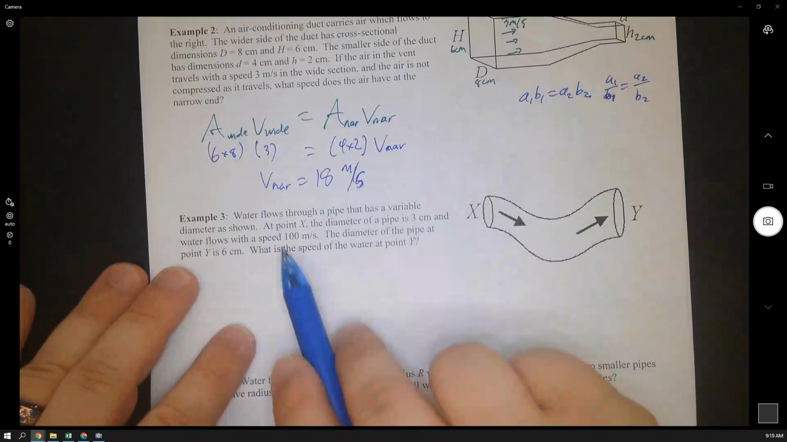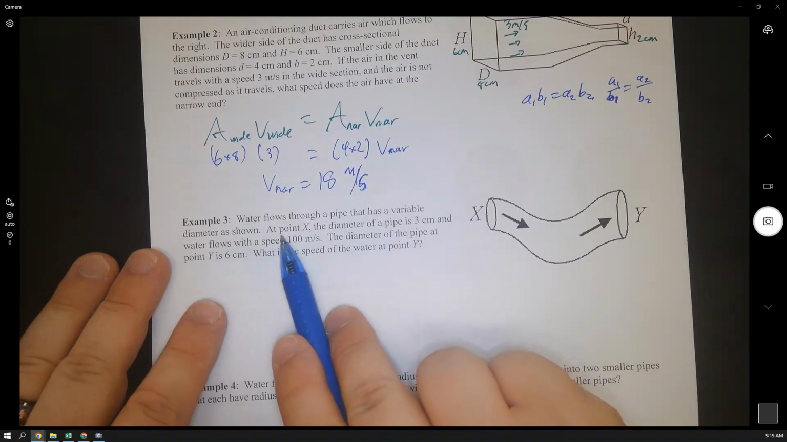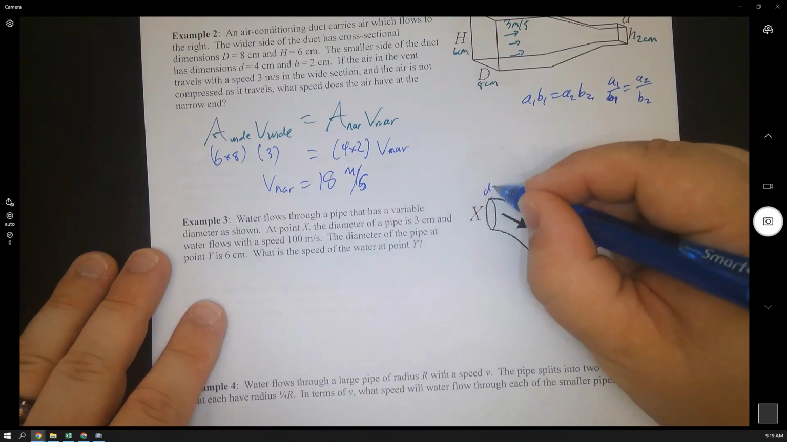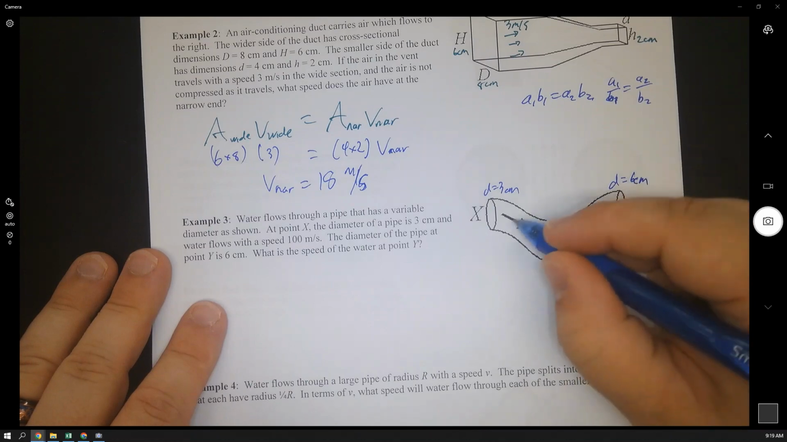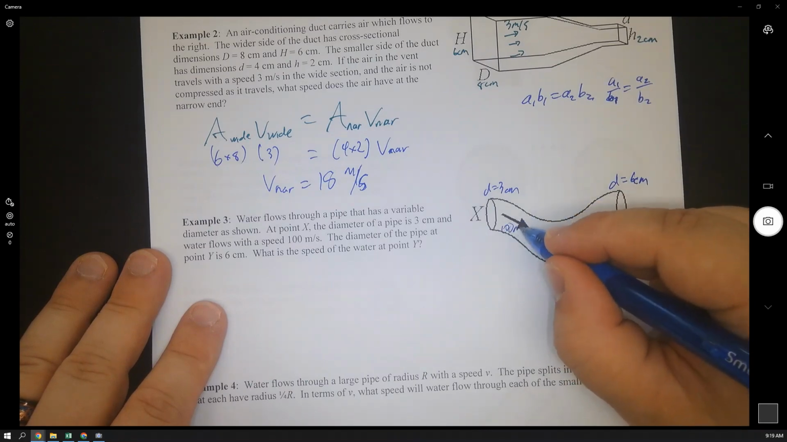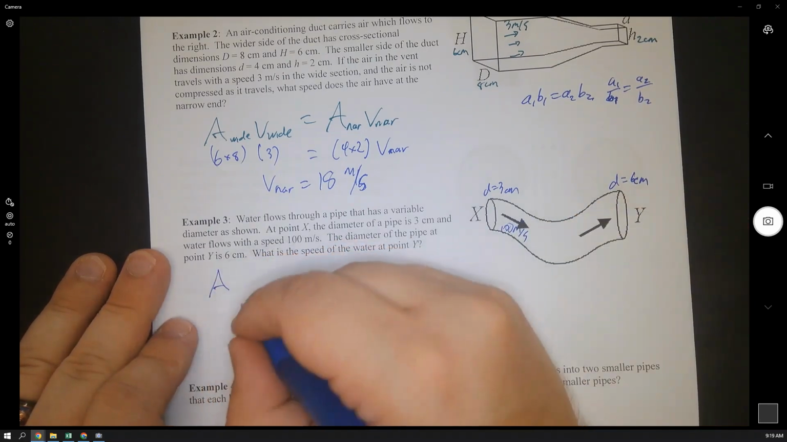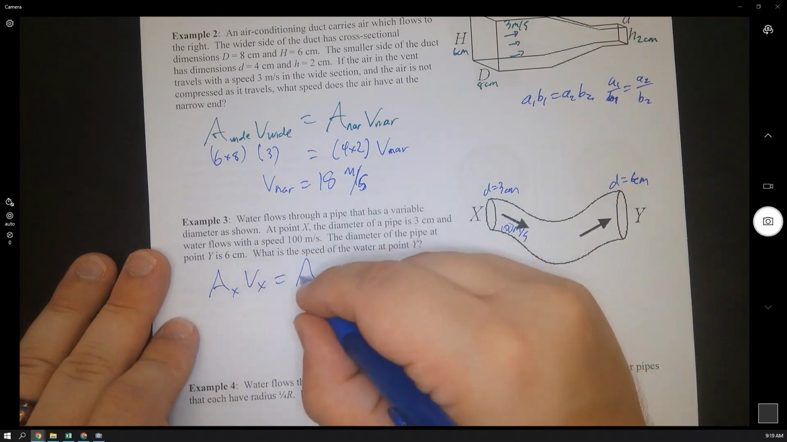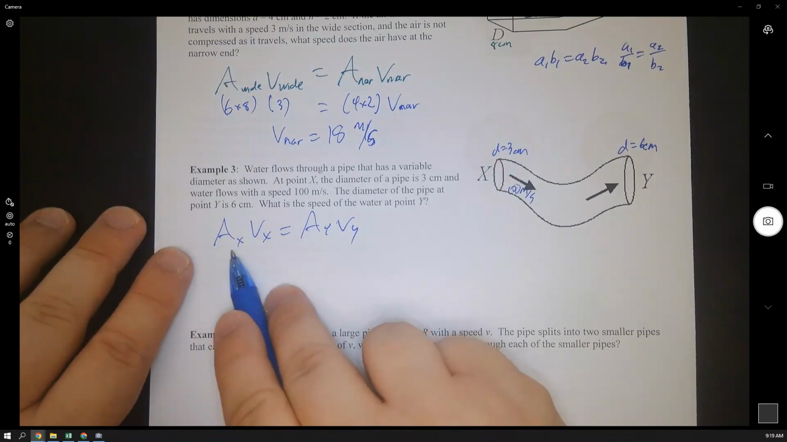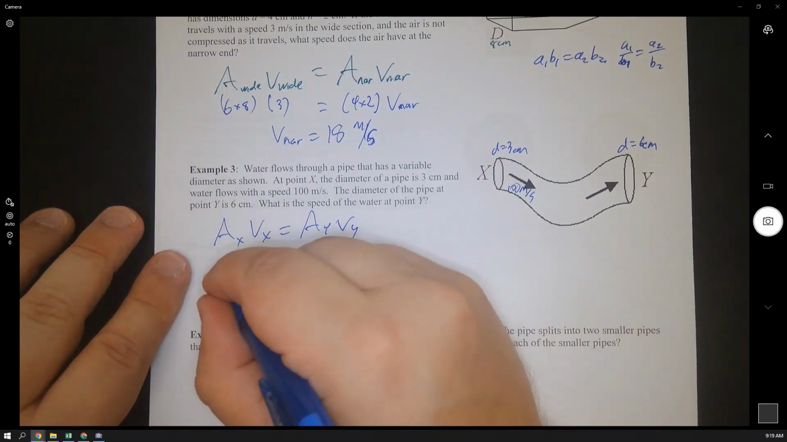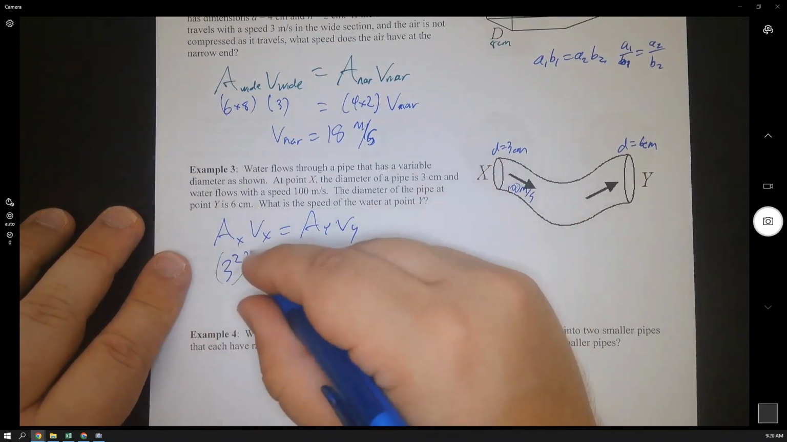Okay. Water flows through a pipe that has a variable diameter, as shown. The diameter of the pipe is 3 centimeters. Here, the diameter of the pipe is 6 centimeters. This flow is 100 meters per second. So area X, velocity X equals area Y, velocity Y, right? Okay, so what are you going to plug in for area? I'm going to plug in 3 squared, and the velocity was 100.